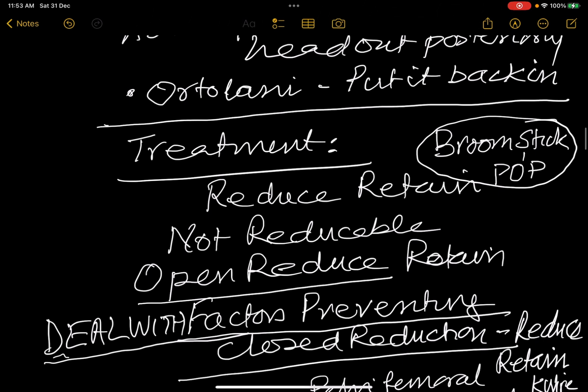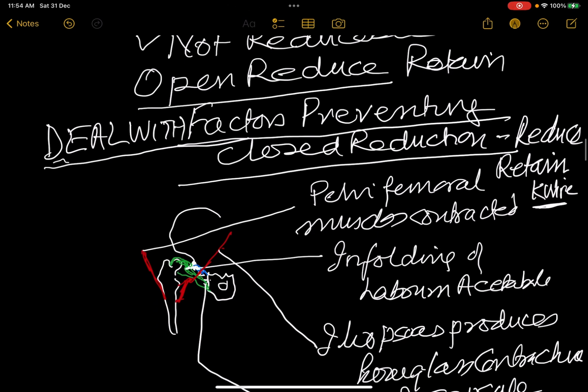So how do you treat it? You first reduce it by the Ortolani maneuver, and then you retain it by a broomstick plaster. If it is not reducible, then you do an open reduction and retain it by a K-wire.